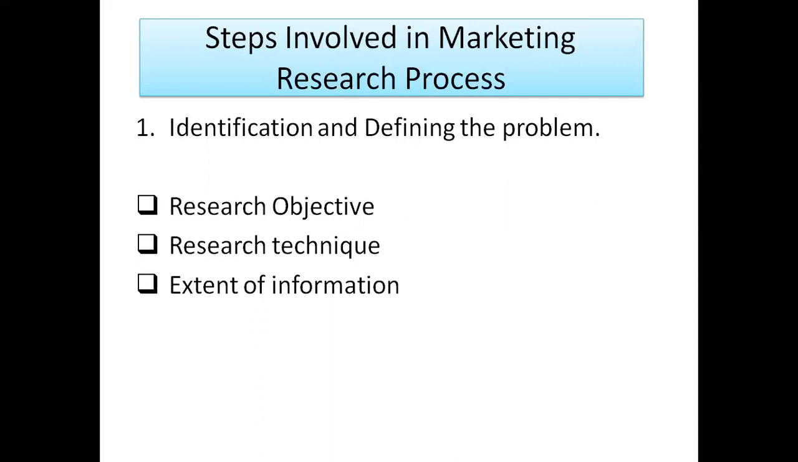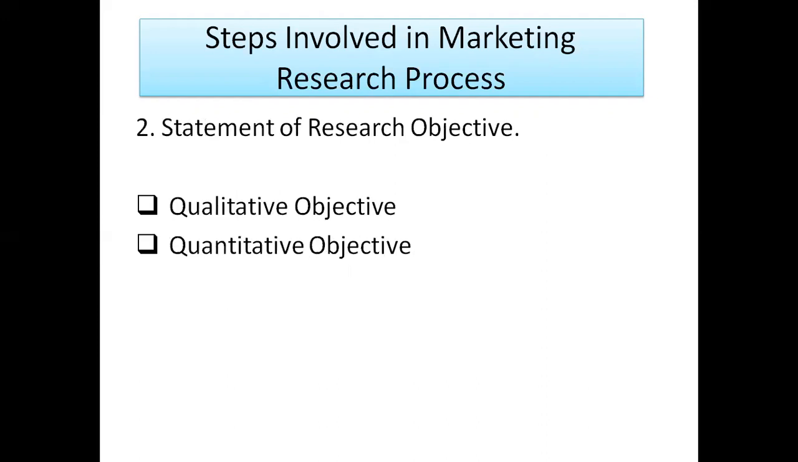And if we can do this properly, then automatically we can identify the research objective. We can develop the research technique. Also, we can have some understanding of what extent of information we need for that. So these three points come under identification and defining the problem, and these three points are extremely important considering the steps involved in marketing research process.